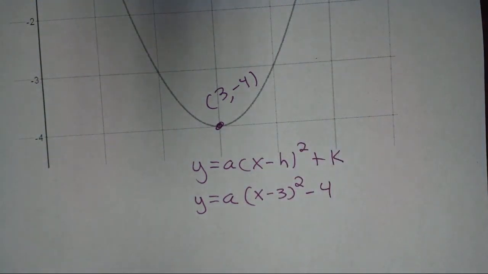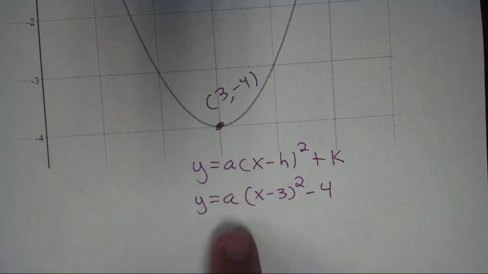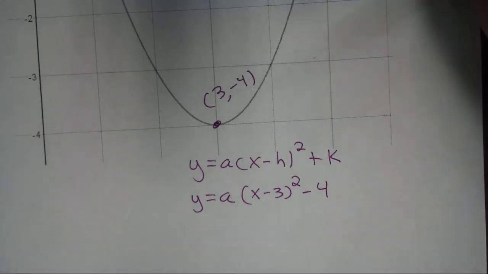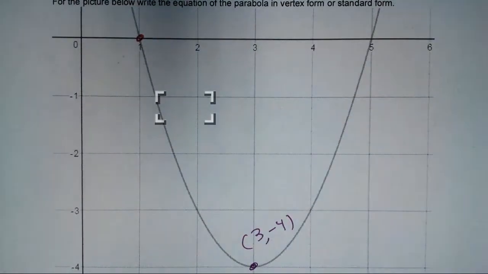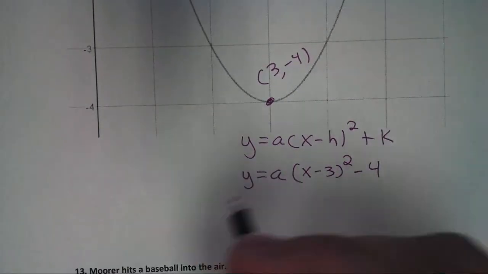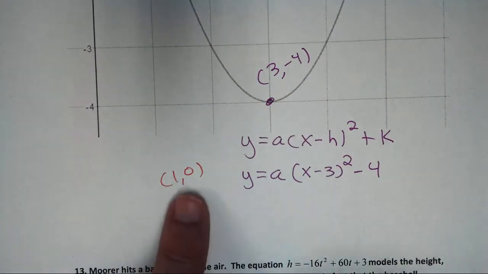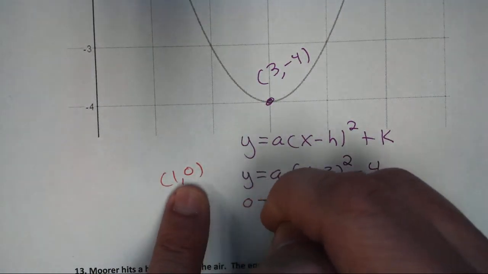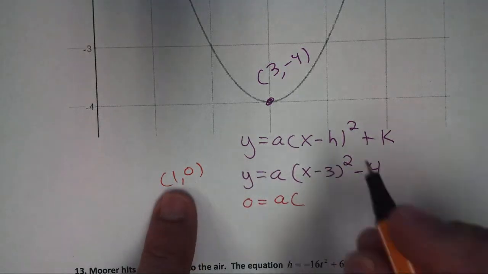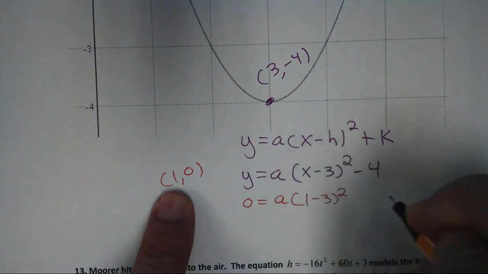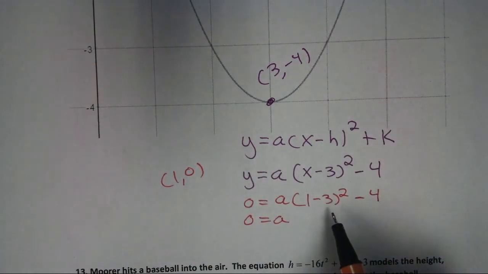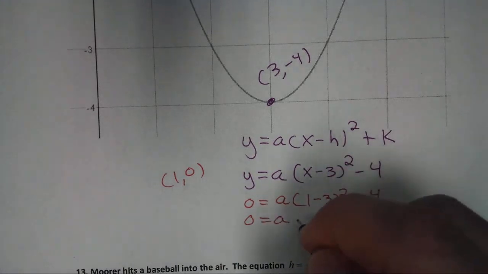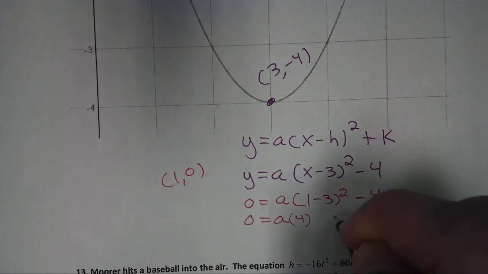Then from here, we're almost done, except we can't assume a is 1. We've got to make sure it is. So we need to plug in a point to solve for a. Let's pick an easy point. I'm going to pick the x-intercept, which is 1, 0. So I'm going to take 1, 0 and plug it in. So y is 0. Don't know what a is yet. x is 1. So 0 equals a times 1 minus 3, which is negative 2. Negative 2 squared is a positive 4.